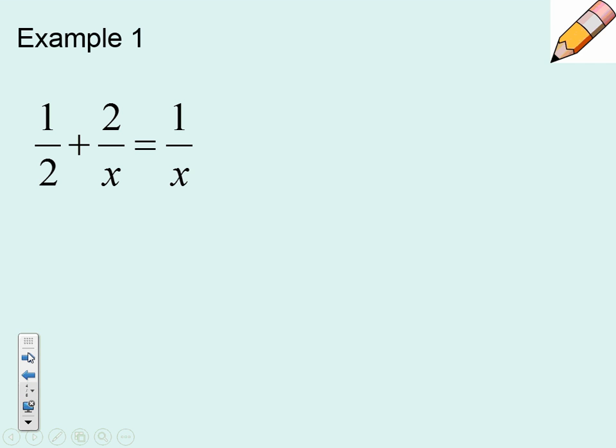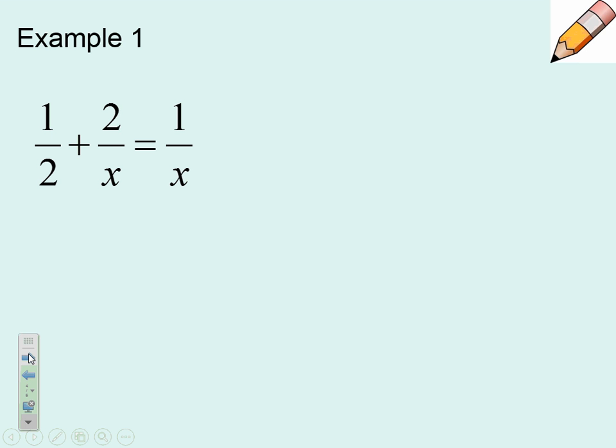So let's use that same idea here. I have three fractions. The x is in a different location. 1/2 plus 2 over x equals 1 over x. Now in order to solve this problem, first we're going to need to make sure that we have common denominators because I have to add two fractions on that left side.